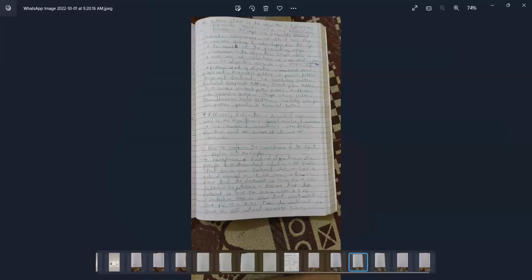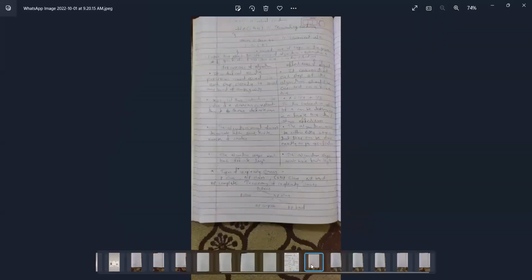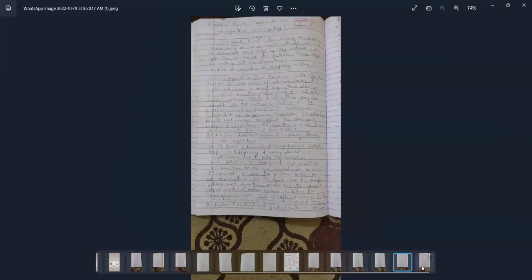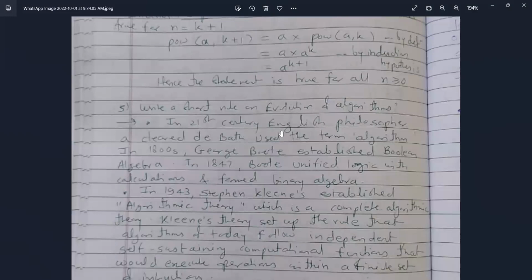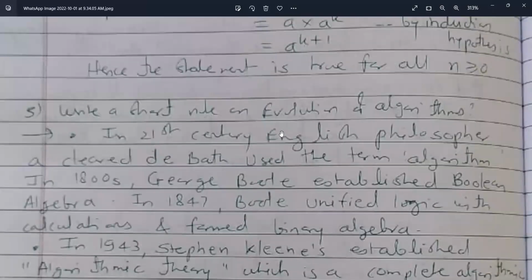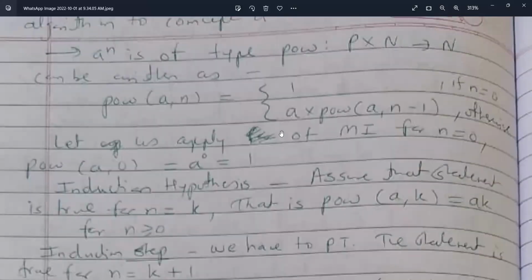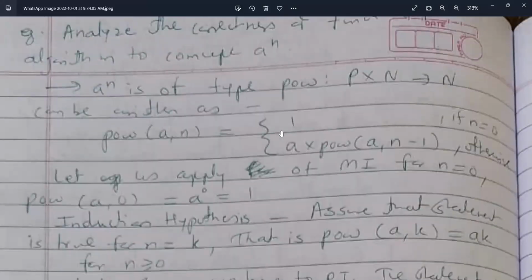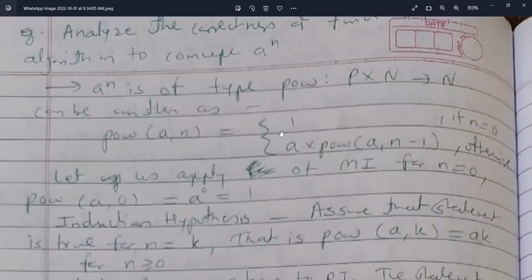Next, discuss about examples. Examples of correctness of algorithm. Analyze the correctness of functional algorithm to compute a raised to n.